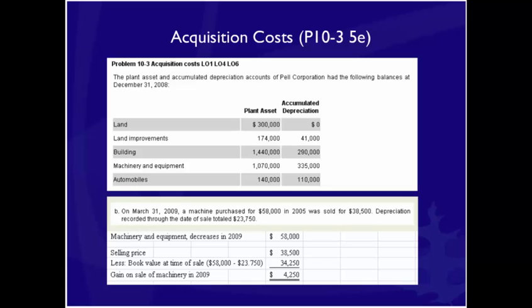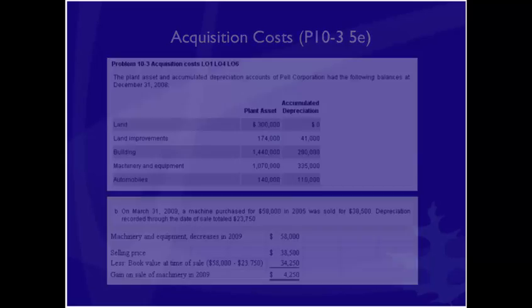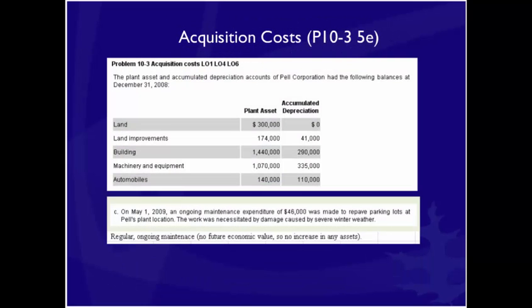of $4,250. On May 1st, an ongoing maintenance expenditure of $46,000 was made to repave parking lots at Pell's plant location. The work was necessitated by damage caused by severe winter weather. Alright, well, this involves regular ongoing maintenance, so there's no future economic value, and that means there's no increase to be recorded in any assets.